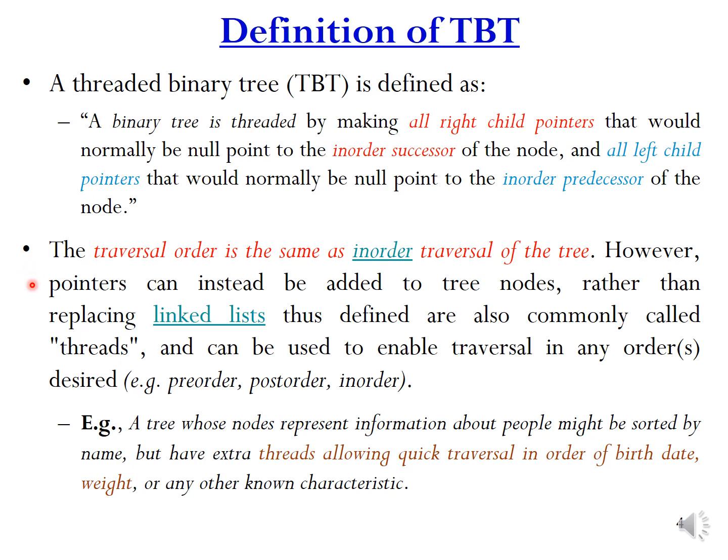However, pointers can instead be added to tree nodes rather than replacing links, and thus defined are also commonly called threads, and can be used to enable traversal in any order desired, like pre-order, post-order, in-order. For example, a tree whose nodes represent information about pupils might be sorted by name but have extra threads allowing quick traversal in order of birth date, weight, or any other known characteristics. So we can say in such situations these threaded binary trees can be used.